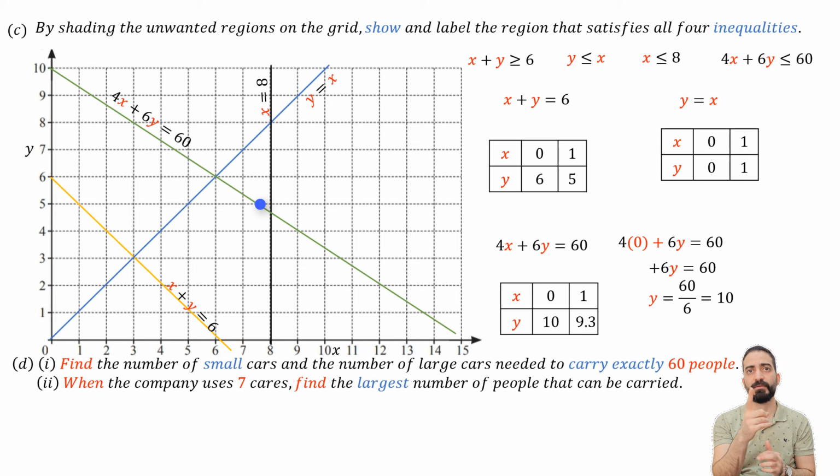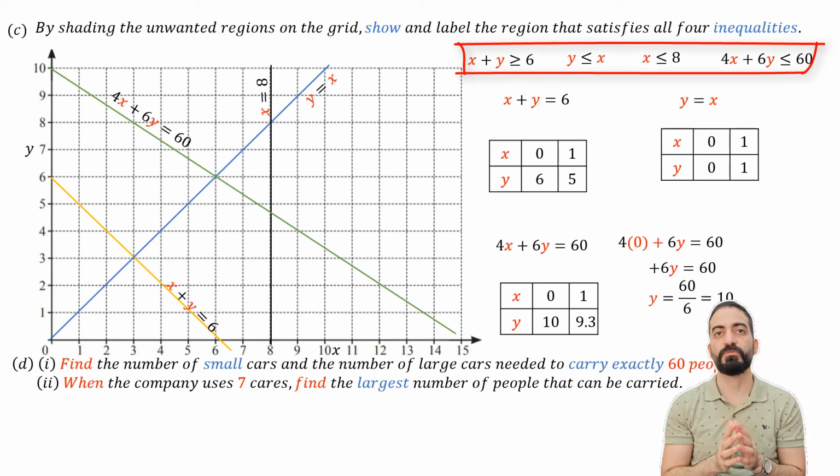And if we choose this point 7.5, this is wrong, because 7.5 means 7.5 cars. However, if we choose this point 6, 6, this means that the number of small cars is 6 and the number of large cars is 6, and this point corresponds to these 4 inequalities. We now move to this question.